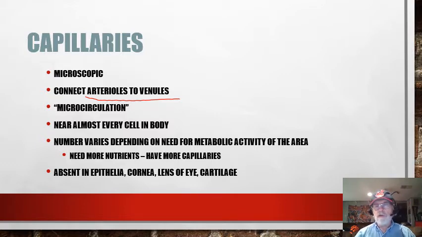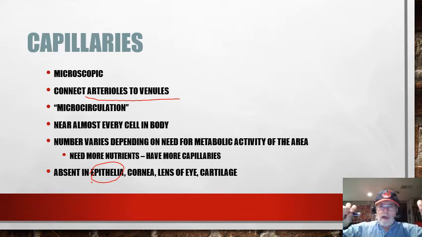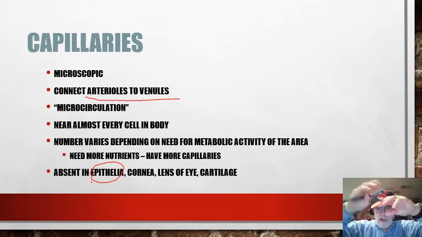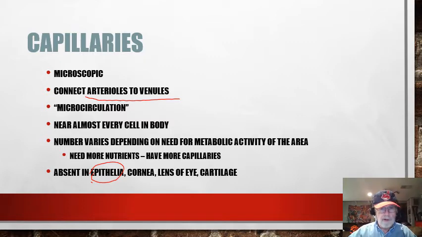They're near almost every cell in the body. There are a couple of places where we don't have them. The outer layers of the skin, the epithelium of the skin, don't have them. We talk about how we have a lot of blood below the area where the epidermis meets the dermis, but at the surface of the epidermis, there's really no blood supply. When we get cut, we're making an incision down closer to the dermis. The cornea of the eye is very inert and doesn't have any significant capillary supply at all.